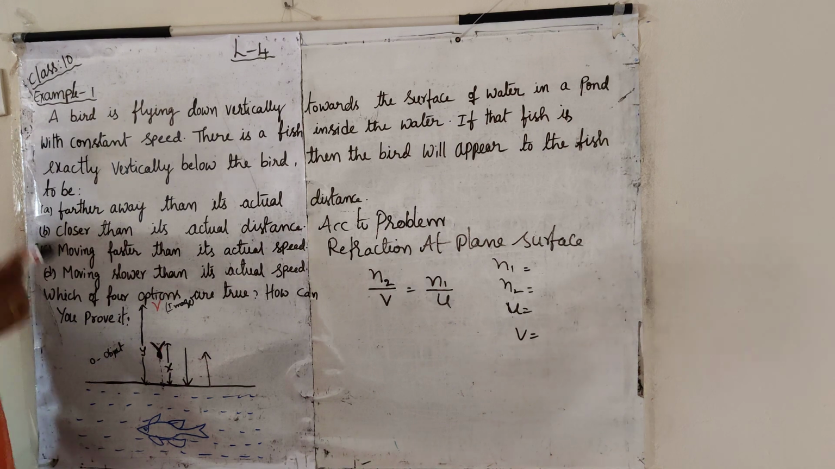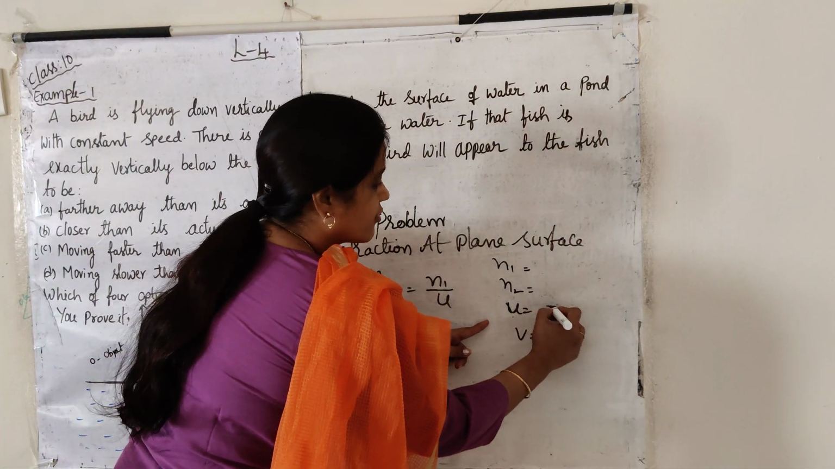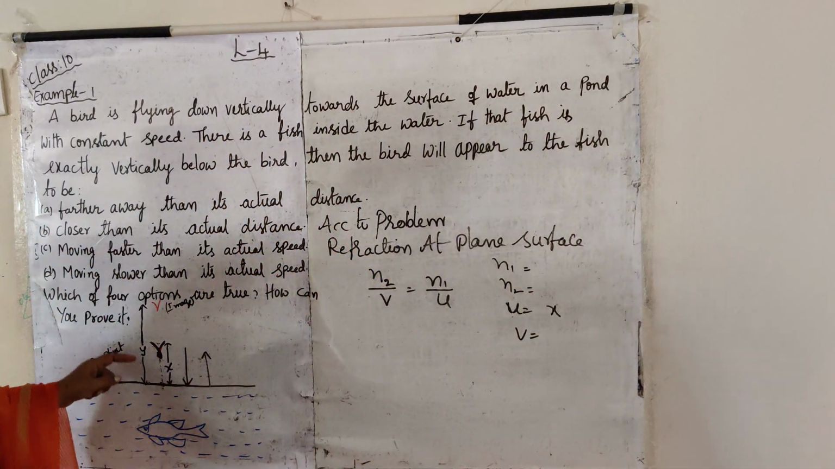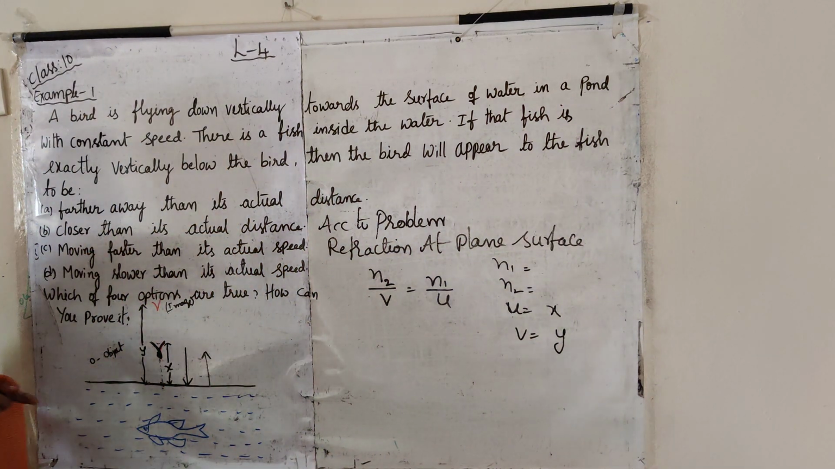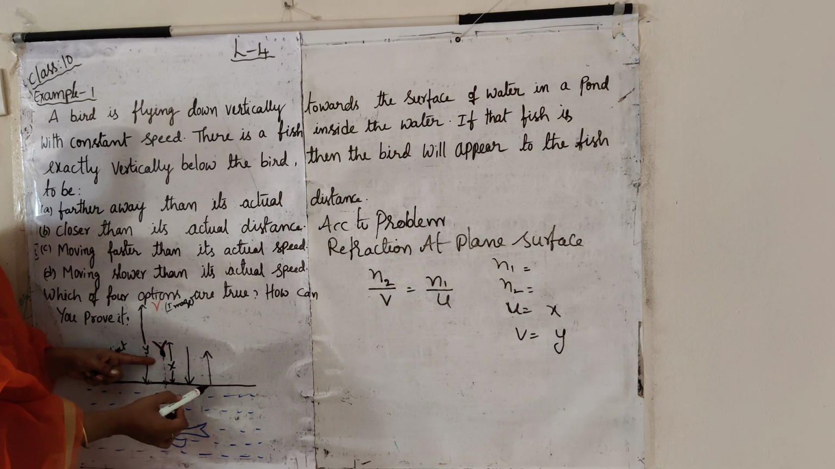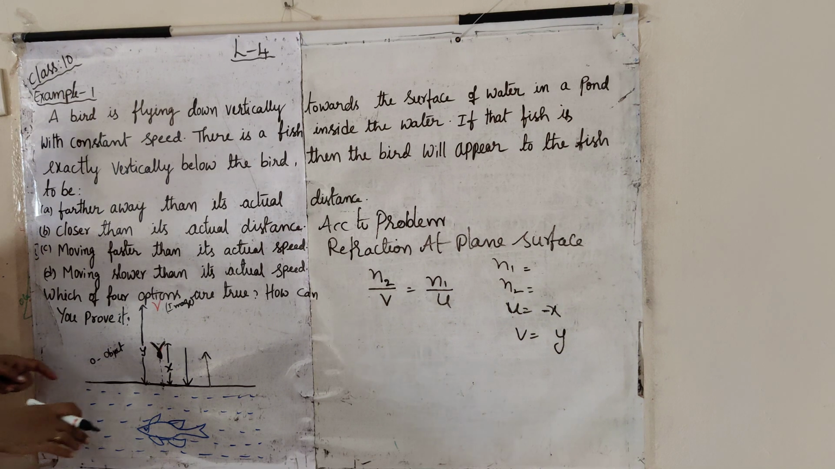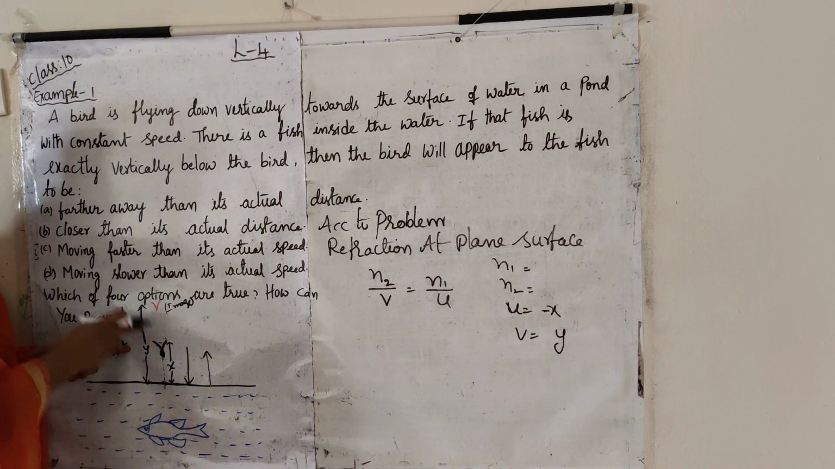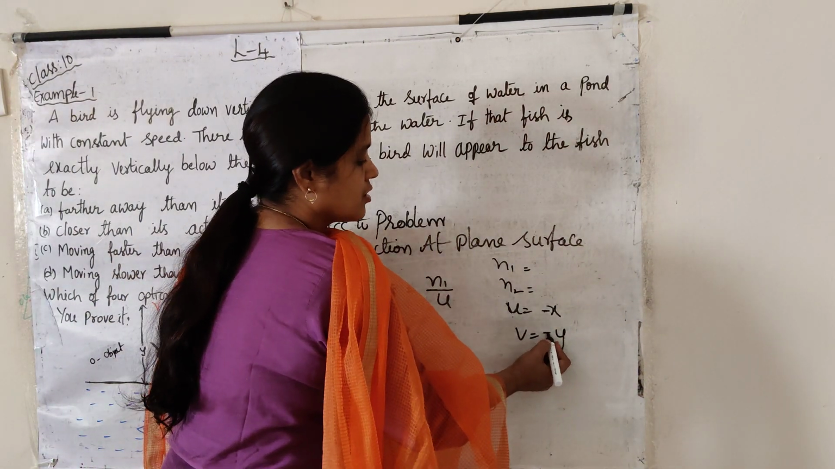So x is the object distance, and the image distance we take as y. We always have to take the sign conventions. The light rays are coming in this direction and we measure like this, so we find whether the x value is positive or negative. Light rays are traveling like this, so we take x as minus. The opposite direction is always negative. For the image of the bird seen by the fish, y is also in the same way, opposite direction, so v is also minus.